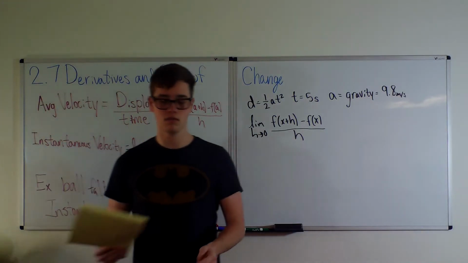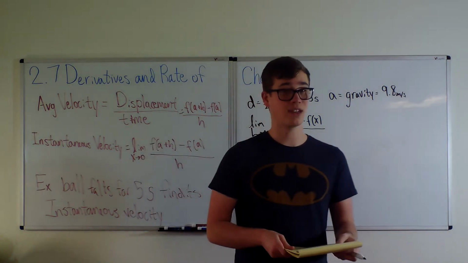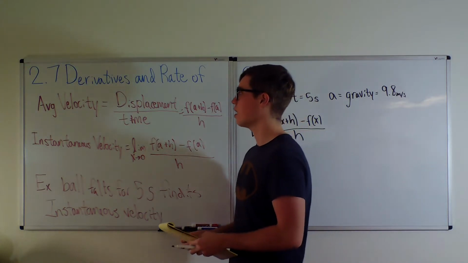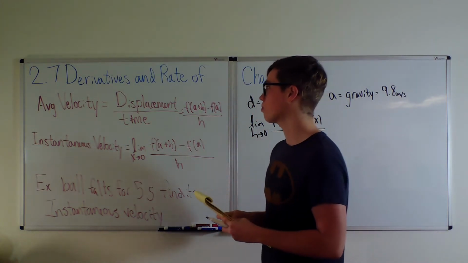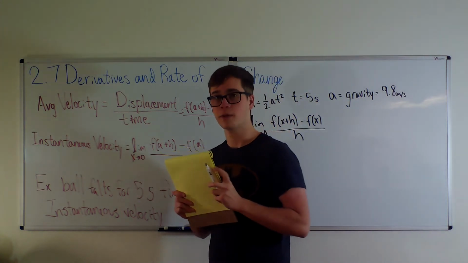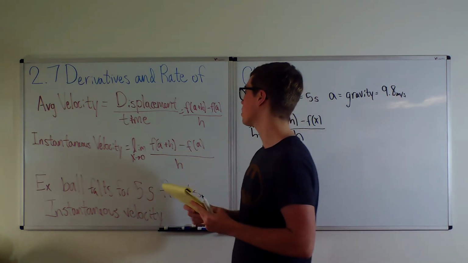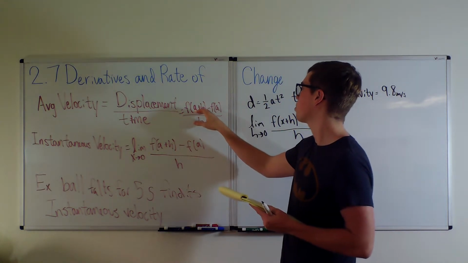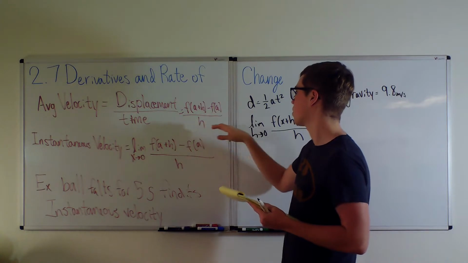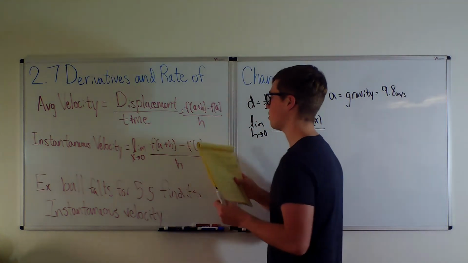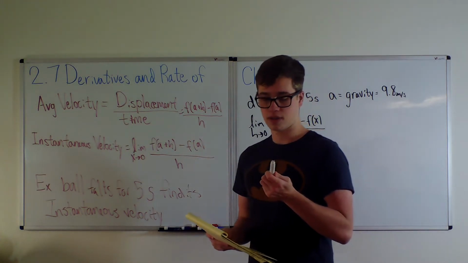Alright, now we've got to do some physics. Gross. I'm kidding, of course. It's pretty simple. We're talking about average velocity versus instantaneous velocity. Average velocity, if you recall, is displacement over time, which is the same as f(a plus h) minus f(a) all over h. That's the equation we've already looked at in previous lessons.